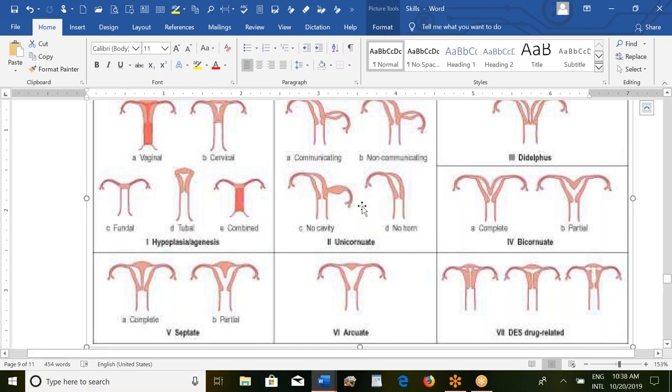Okay. So in the communicating one, ectopic pregnancy can develop. In the non-communicating one, menstrual blood can collect and there can be pain. Here there is no cavity, and you cannot see any other form. So the problem with this sort of uterus will be that your patient can have late second trimester miscarriages, or they can have preterm labor and delivery. That is the problem.